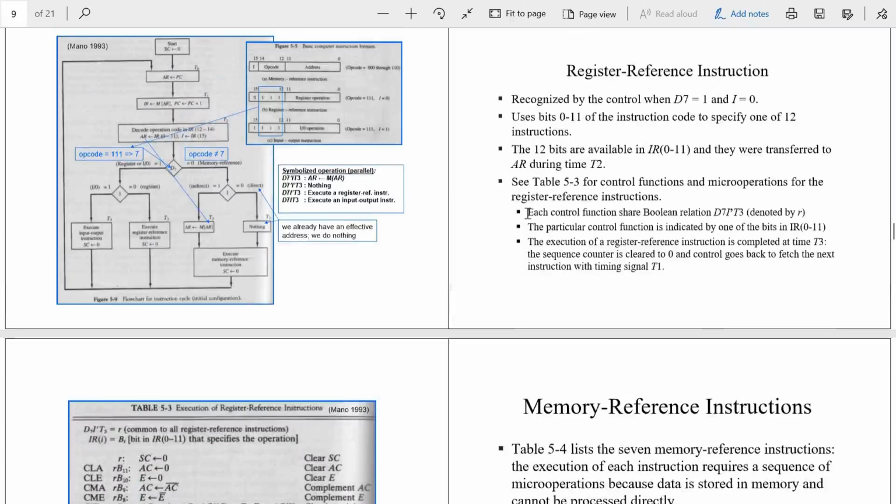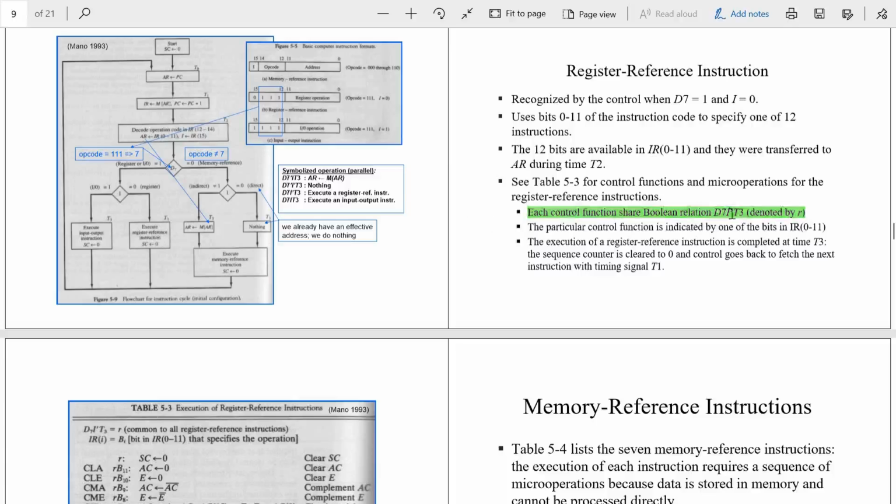See here, a very important part I was missing, read this one. Each control function shares a Boolean relation like this: D7 I bar T3. I bar, or I dash, means I is 0. D7 has no bar, which means it is 1. T3 means the T3 cycle. What type of action is executed? A register reference action.